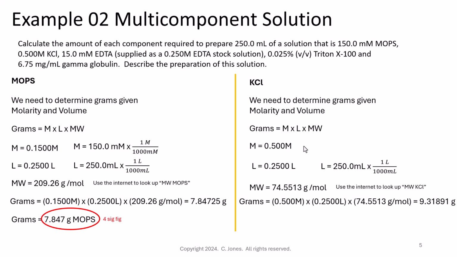9.31891 grams. And I know for sure now that you're thinking, wait, that's too many significant figures. So we're going to look up here and say we have 250.0 mL of solution. That's 4 significant figures. And we have 0.500 molar KCl. That's 3 significant figures. So our answer should have 3 significant figures. And we have to round up because the next digit after the 1 is an 8. And so we end up with 9.32 grams of KCl. All right.